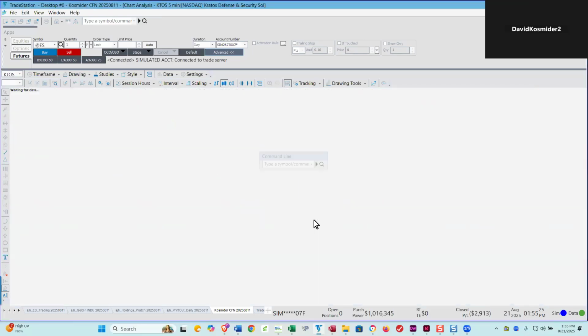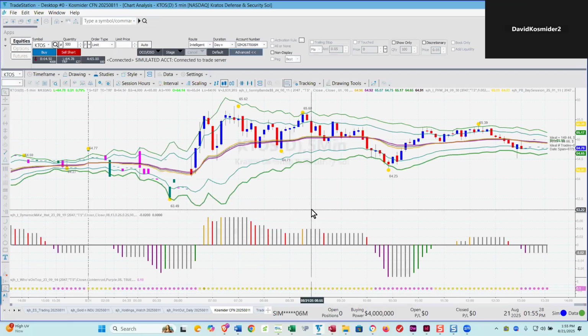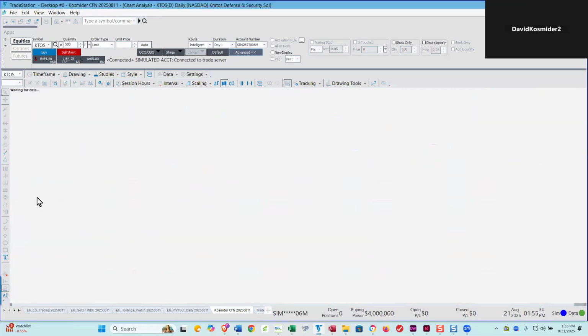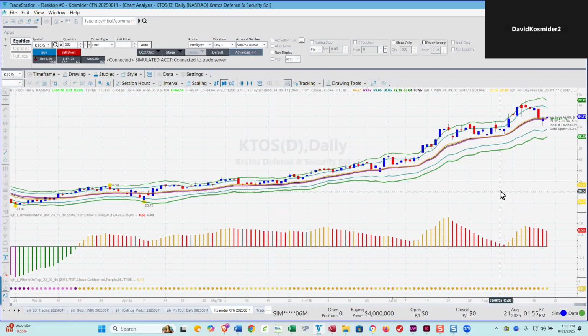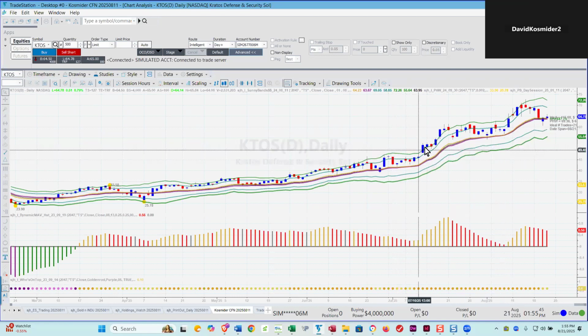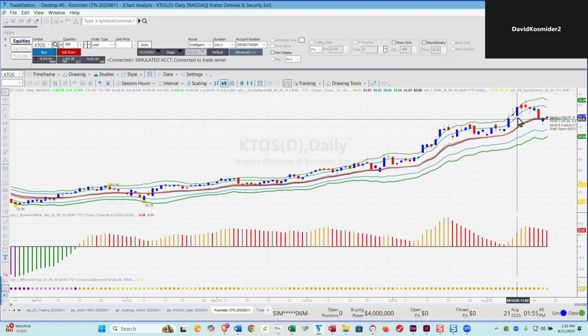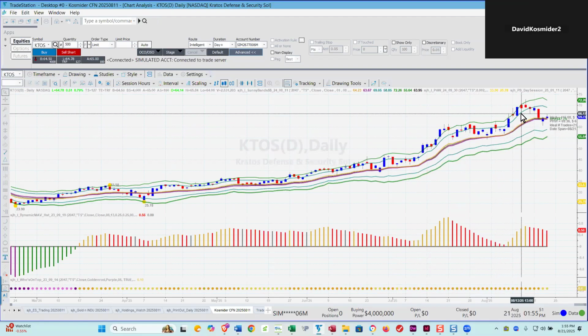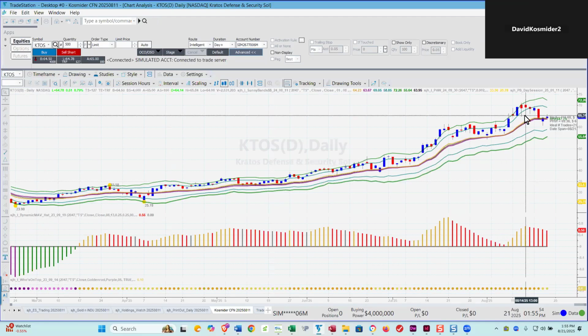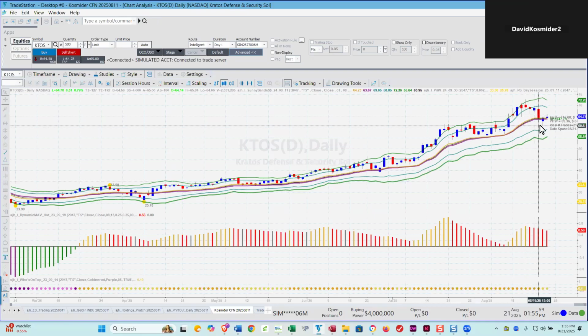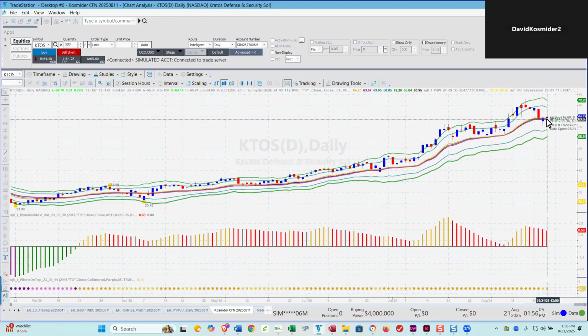KTOS. This is still 5-minute. Let's change it back to daily. Okay. Kratos Defense and Security. So we've got a nice move up that goes from here, stays above the DMA this whole time. Then we've got a red candle below the outer band, another red candle that goes just below that barely. And that's a sell signal right there. And it goes down, drops momentarily below the DMA, and then goes back up again.